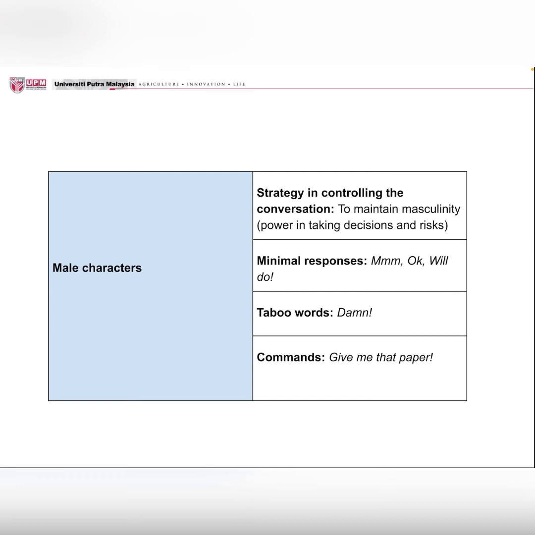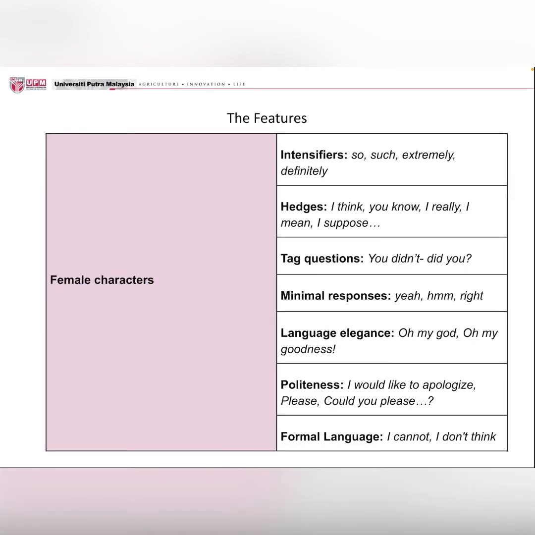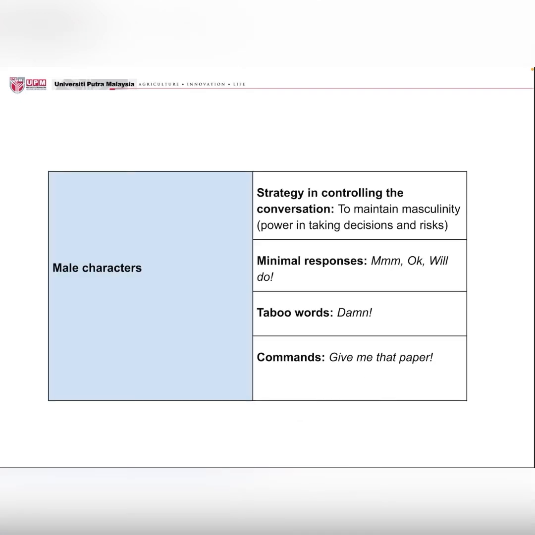Compared to the minimal responses of women, we can see "yeah, right," but she has more following explanation or further explanation compared to men. Third is taboo words, which is damn or S word or F word, which are the most common words used by males, especially when they are talking to their friends. Last is comments.